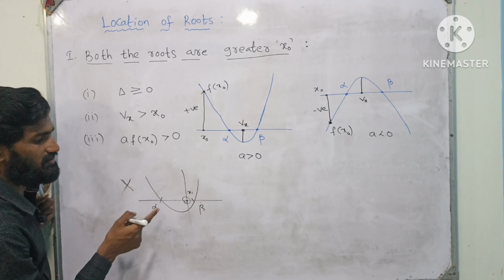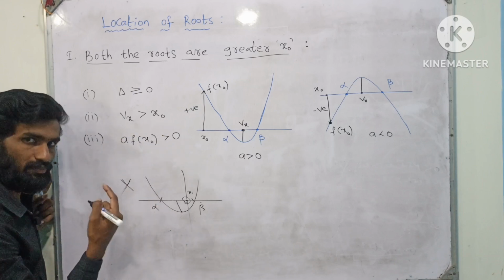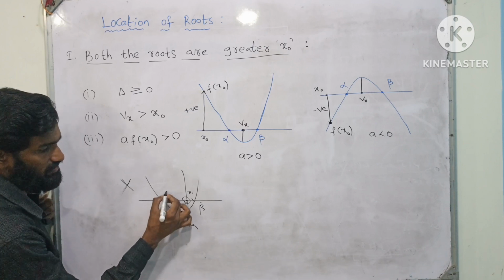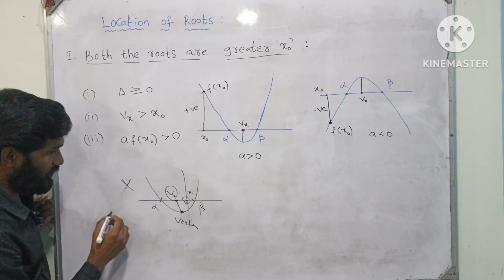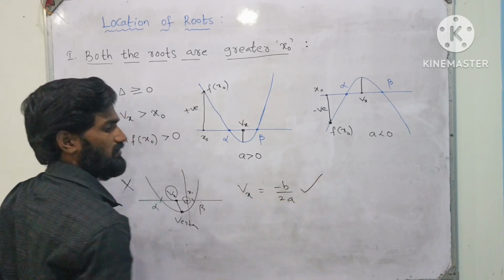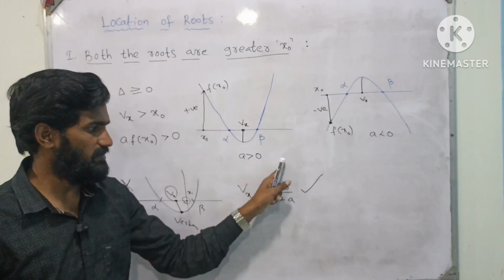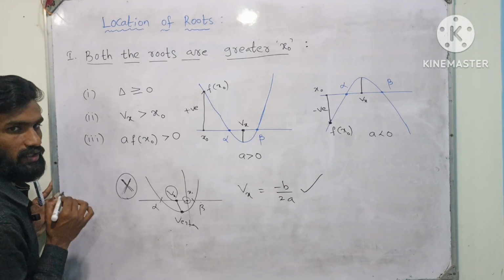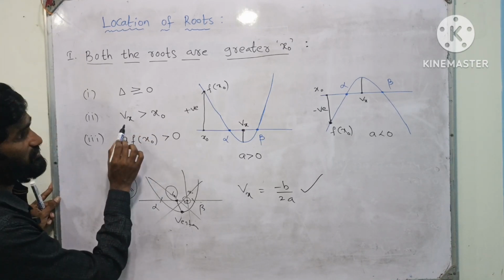definitely I have to consider Vx greater than x naught. Vx means the vertex abscissa. This is the vertex, and this is the vertex abscissa. We already derived Vx is equal to minus b by 2a. This is the Vx formula we already derived. Now this is the false case, so to eliminate this one, I need to compare Vx with x naught. Vx is always greater than x naught.